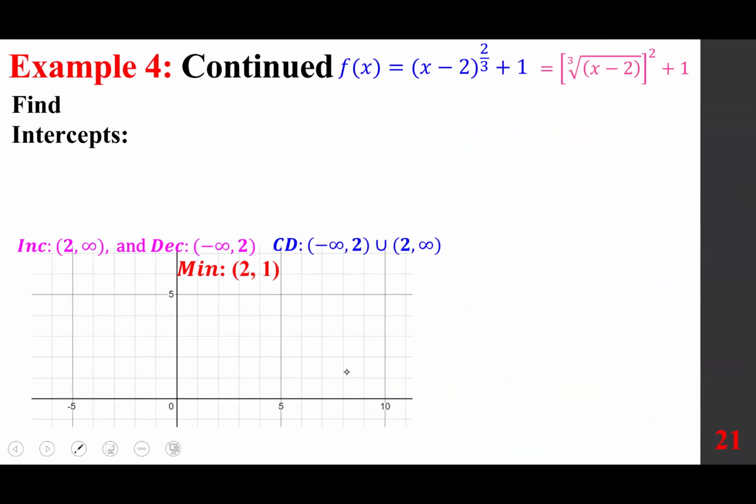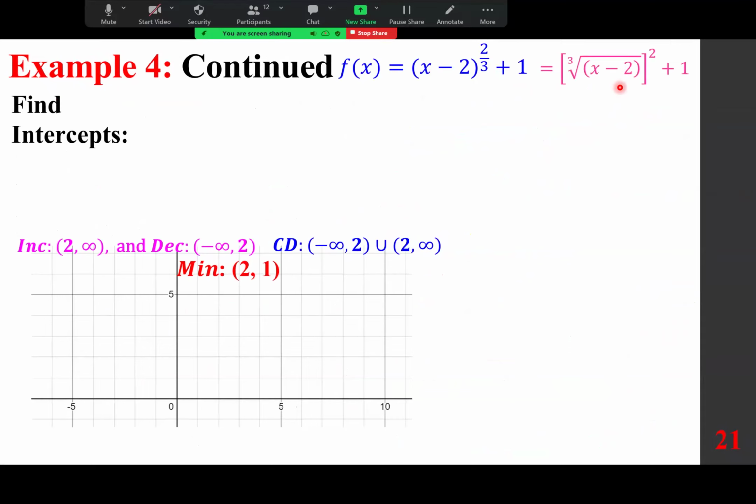So this was the function using the cube root. This is increasing from 2 to infinity, decreasing from negative infinity to 2, concave down from negative infinity to 2, union 2 to infinity. Here's the minimum. This is all the information we have gathered so far. In order to graph this, we're going to add intercepts.